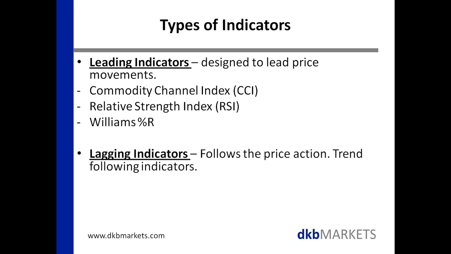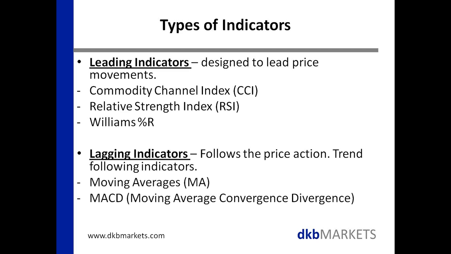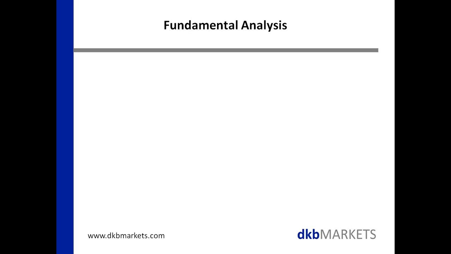And then we also have lagging indicators. Just like the term says, they tend to follow price action. They're sometimes called trend following indicators, because they're just following or lagging behind the market, or following the trend of the market. Some examples of lagging indicators are the moving averages, which are a very common and very popular lagging indicator, and obviously the MACD, the moving average convergence divergence indicator, which is a good lagging indicator.